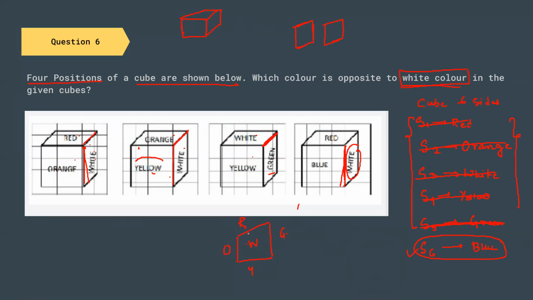So white is sharing an edge with red, white is sharing an edge with green, white is sharing an edge with yellow, and white is sharing an edge with orange. So red, green, orange and yellow are adjacent to each other, so five of the sides are accounted for, and the other side that will be just opposite to white will be blue. It should be blue according to our process of elimination.